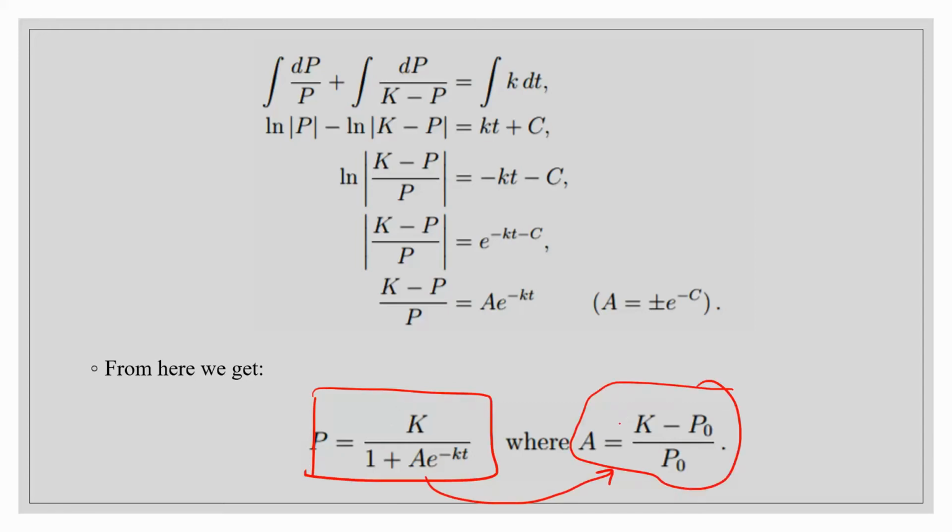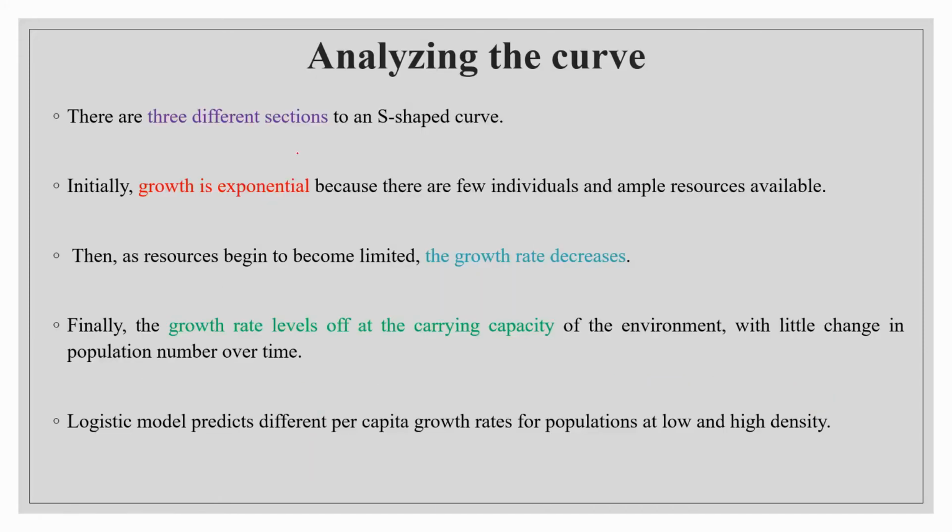Here K is the carrying capacity and P naught is the initial population, which you consider as a reference point. So this is the initial population. I was talking about this only, that if you draw this graph, you will see a type of S curve, which I have already shown you. So we will talk about the graph over here. If we analyze this curve, you will see that there are three different sections in the S-shaped curve.